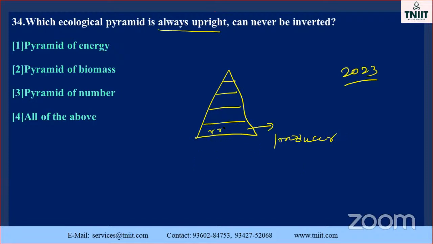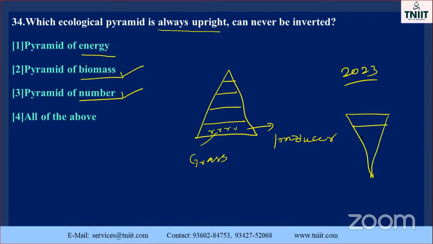Here, grass is a producer, so it will be high in numbers also. Here they have given us energy level, biomass level, number level. So which one is the highest? Energy only is the highest level. Others being inverted is also possible. Which one is a pyramid of biomass, pyramid of number? These two are reversible, that means inverted. Inverted is also possible for biomass and number.